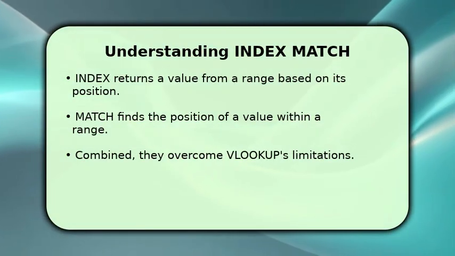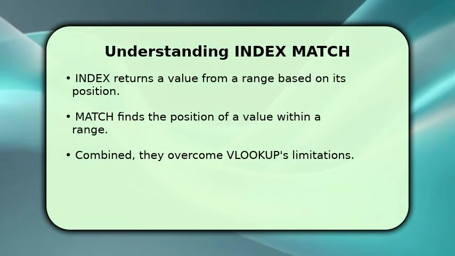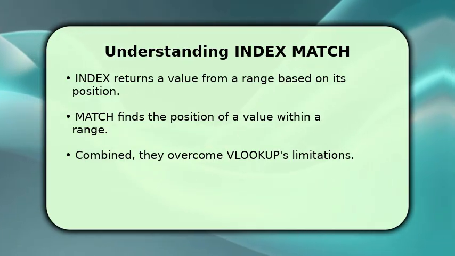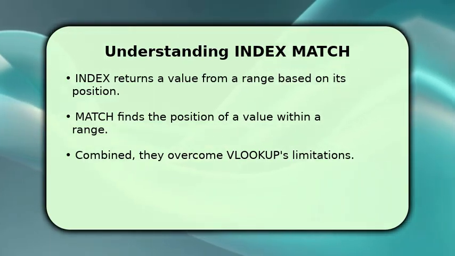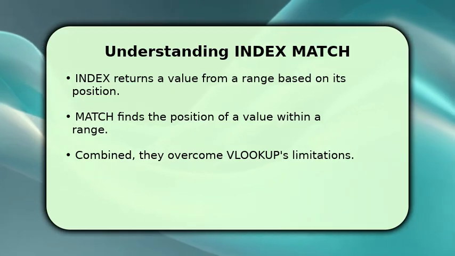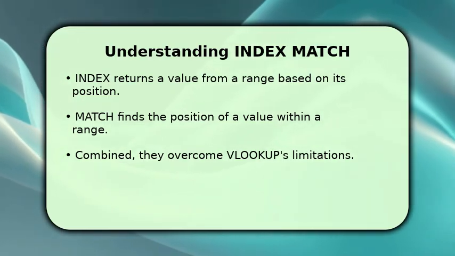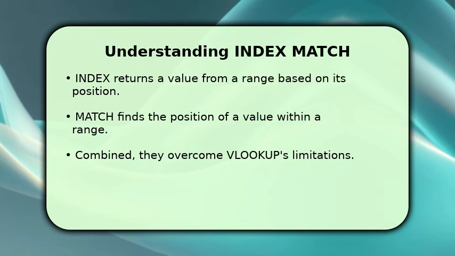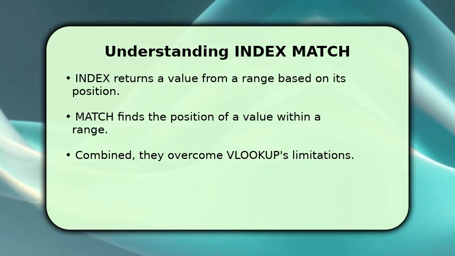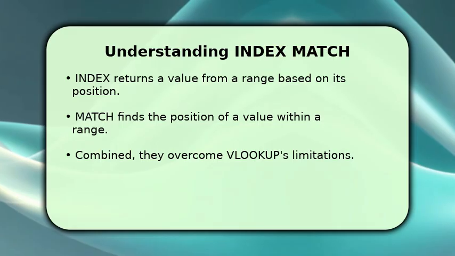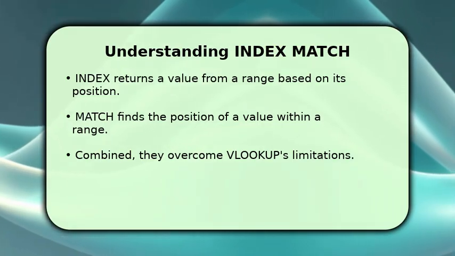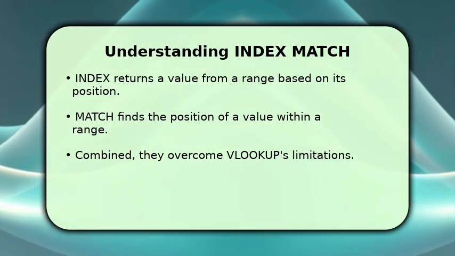INDEX MATCH combines two powerful functions. The MATCH function finds the position of your lookup value within a specified range, returning a number. Then, the INDEX function uses that number to retrieve a value from another range at that exact position. This combination allows for lookups in any direction, not just left to right, and offers much greater flexibility.